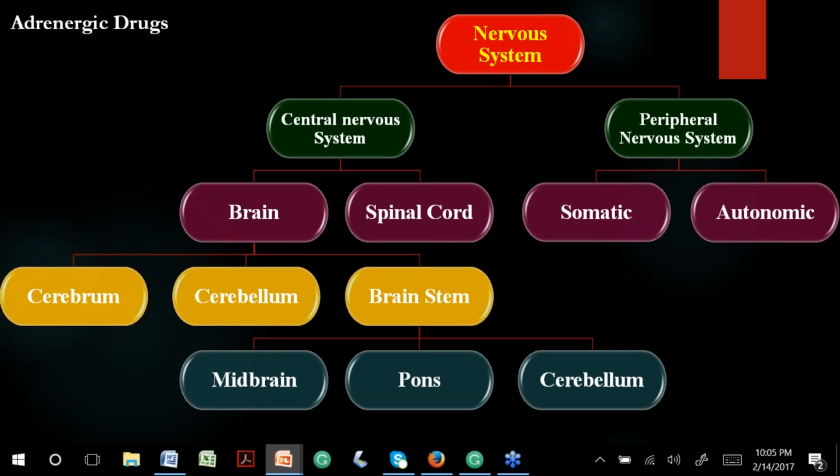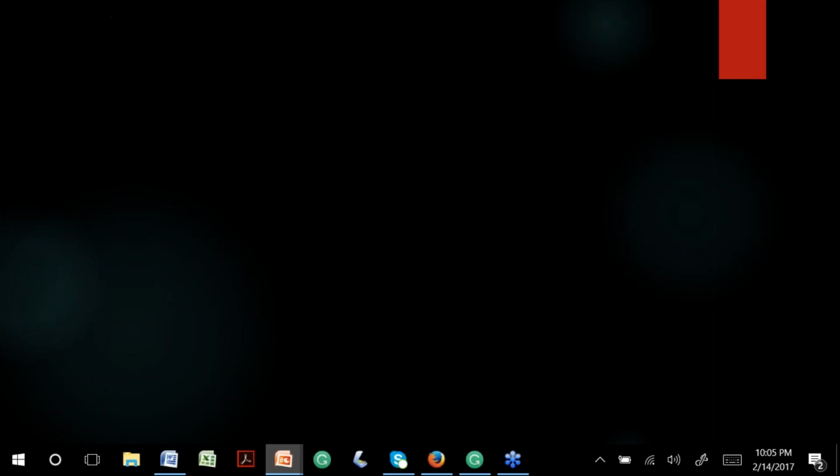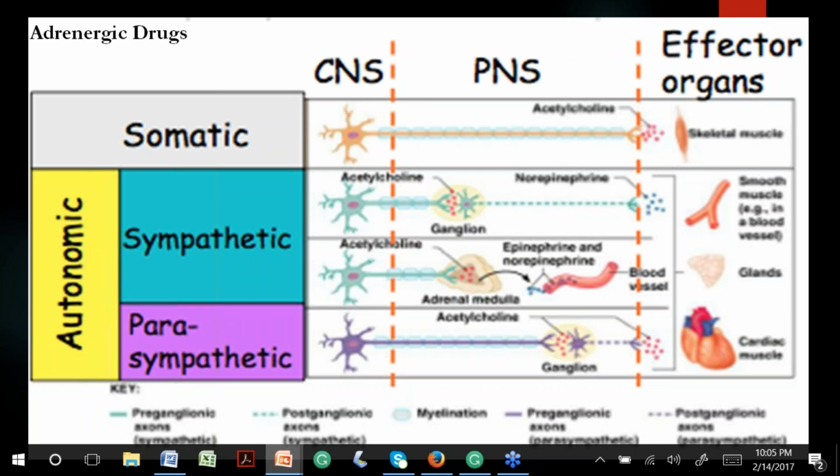Just remember the classification of the nervous system between central and peripheral nervous system. Somatic mostly uses acetylcholine at the end, and autonomic uses the parasympathetic with cholinergic receptors at the end, and the sympathetic uses the adrenergic receptors with adrenaline. Okay, so we got that. So we already know all the preganglionics and the postganglionics, the somatic and autonomic.